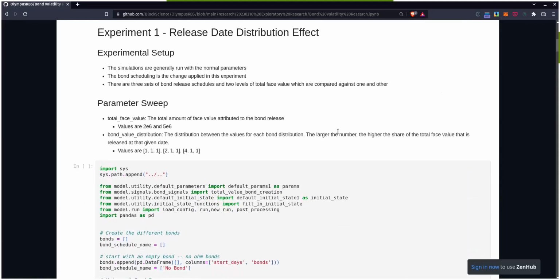In experiment 1, we see how bonds of different release states, if they have different distributions of their value, would impact the system. The simulations are generally run with normal parameters, and the bond scheduling is the change applied in this experiment. There are 3 sets of different bond release schedules with different ratios between the bonds, and then 2 levels of total face value.